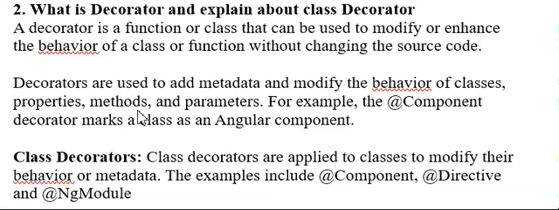What is a decorator, and explain about class decorator. Decorator means there are 4 types of decorator. That is, one is class decorator, second one is property decorator, method decorator, and parameter decorator.